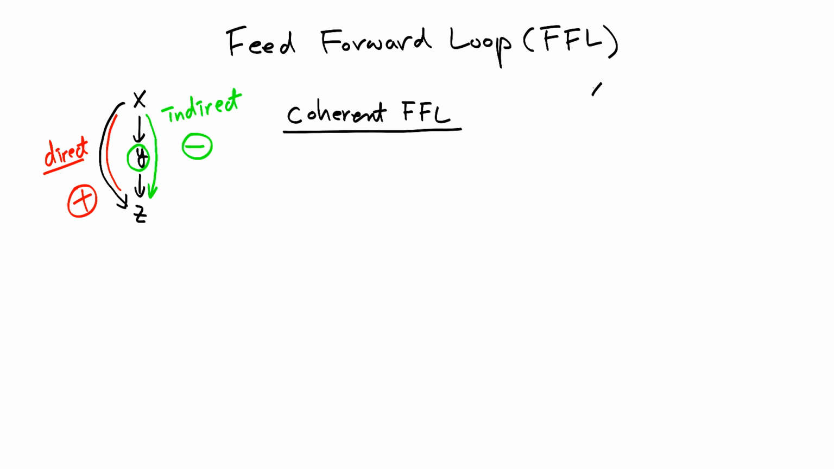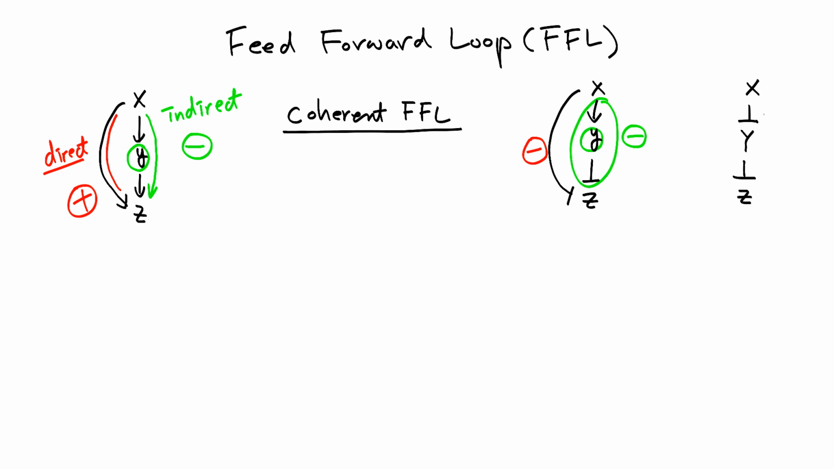So let's say we have X activates Y and Y inhibits Z, and X is also inhibiting Z. Here we have this direct path, which is inhibition, and this indirect path is also inhibition. X is activating Y, which is inhibiting Z, so the net effect is Z inhibition by X. Here we have another example. X inhibiting Y and Y inhibits Z, and X is activating Z.